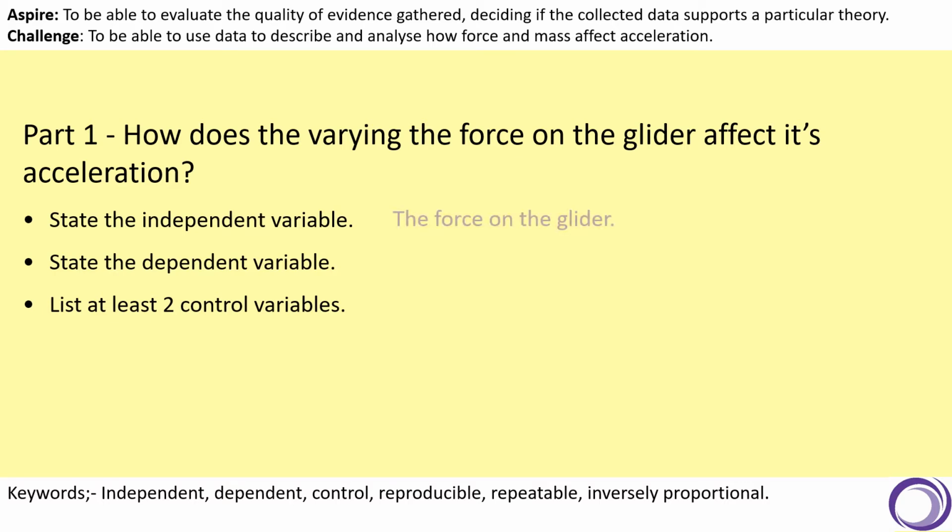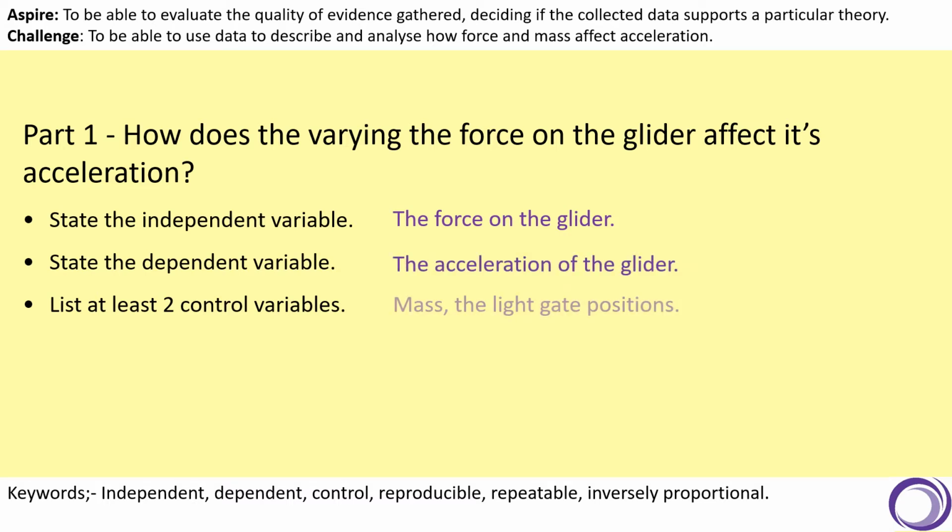Independent variable, that's the force. So we're going to change the force, so we're going to put different weights on the end of the string so that we've got different forces accelerating the glider or the trolley. Dependent variable, so that's going to be the variable that you measure. We're going to measure the acceleration.